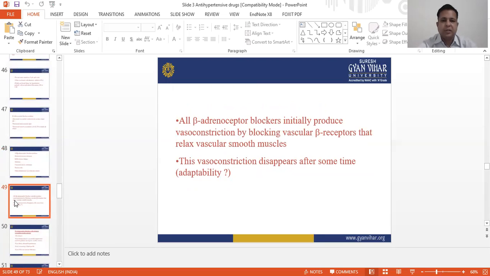All beta adrenoreceptor blockers initially produce vasoconstriction by blocking vascular beta receptors that relax vascular smooth muscles. This vasoconstriction disappears after some time.